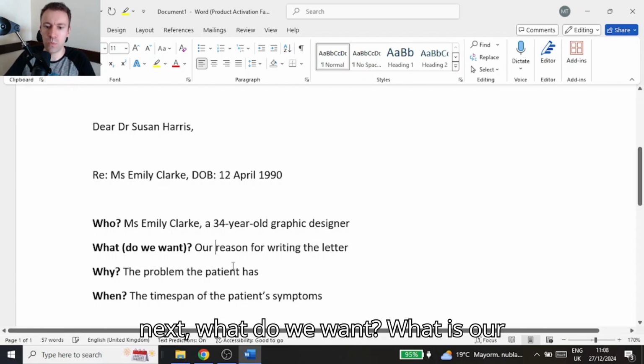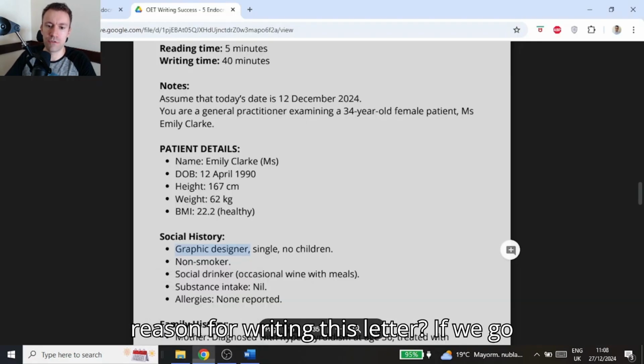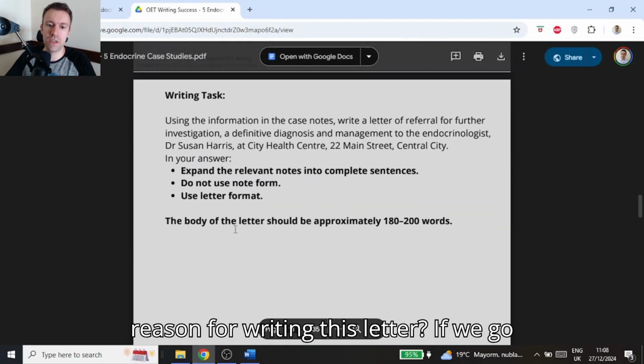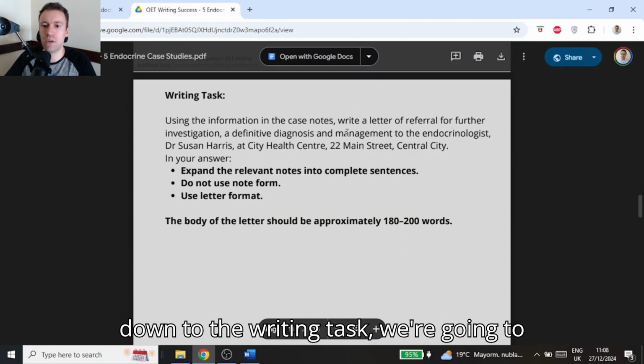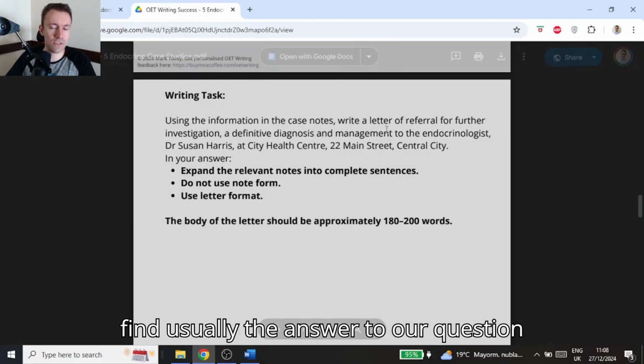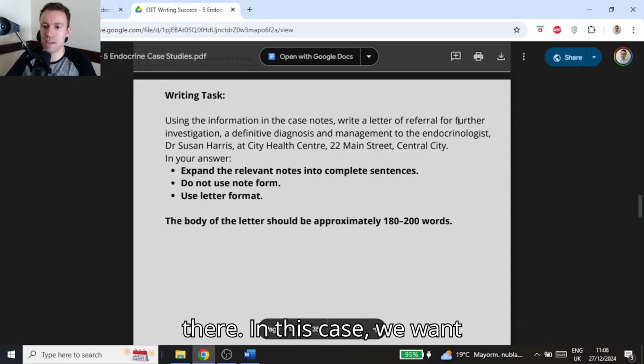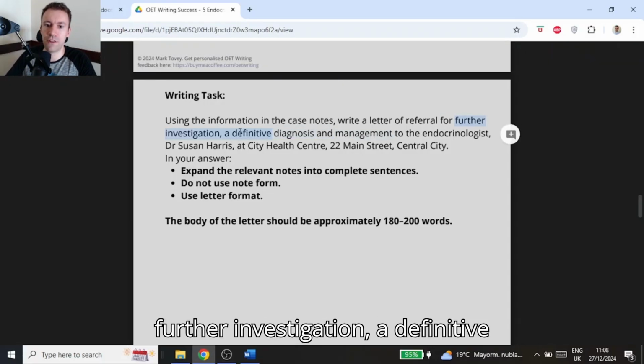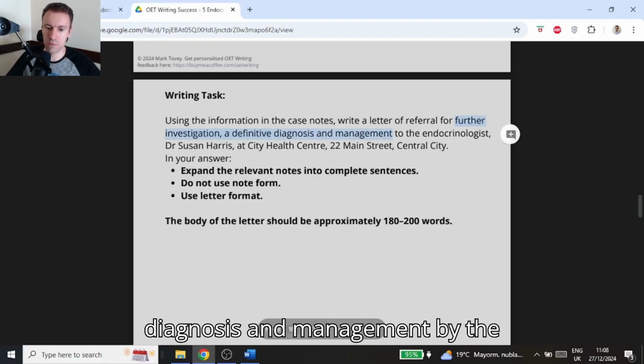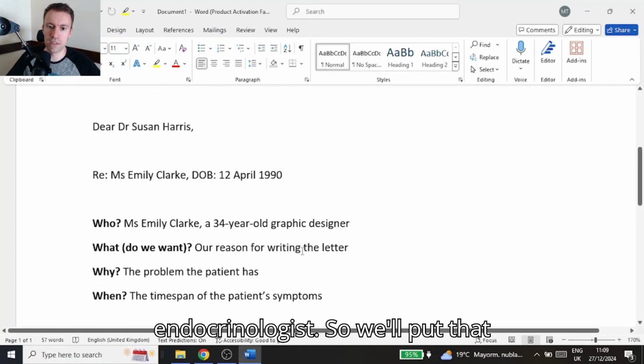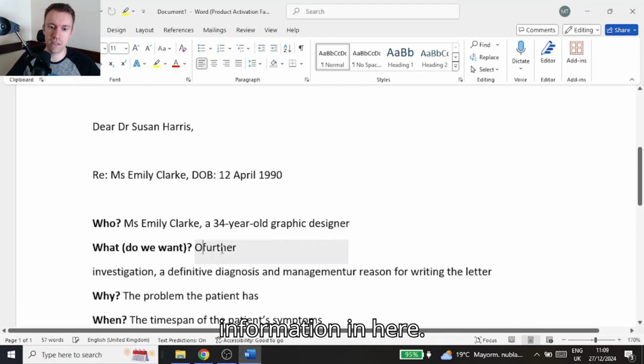Next, what do we want? What is our reason for writing this letter? If we go down to the writing task, we're going to find usually the answer to our question there. In this case, we want further investigation, a definitive diagnosis, and management by the endocrinologist. So we'll put that information in here.